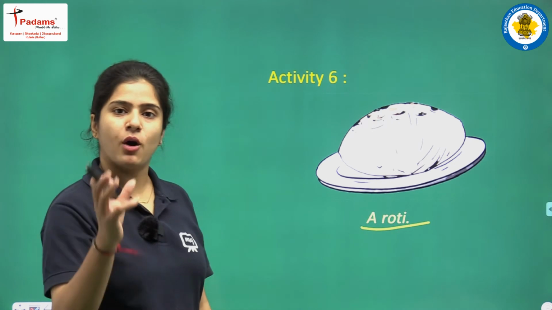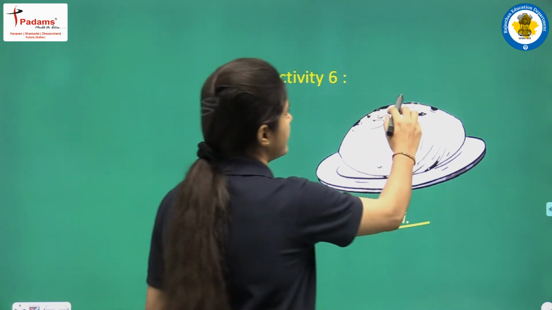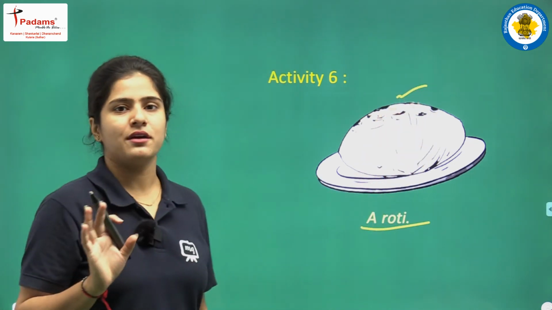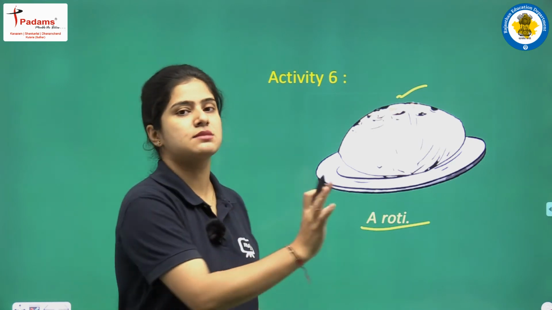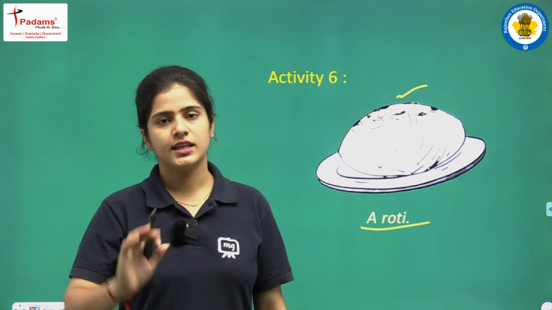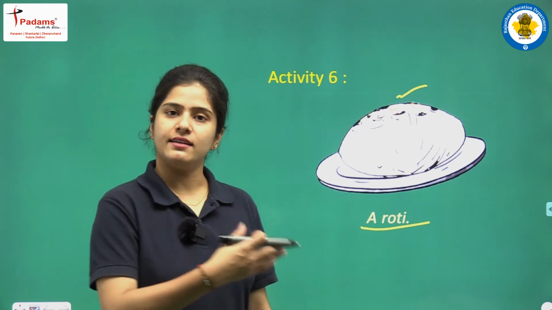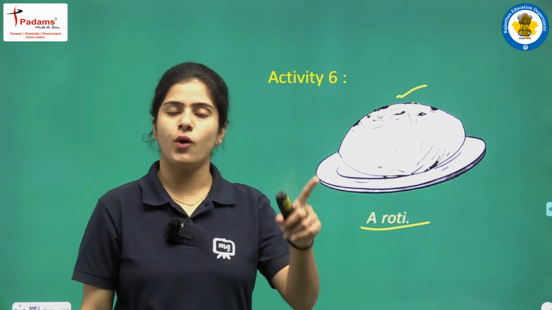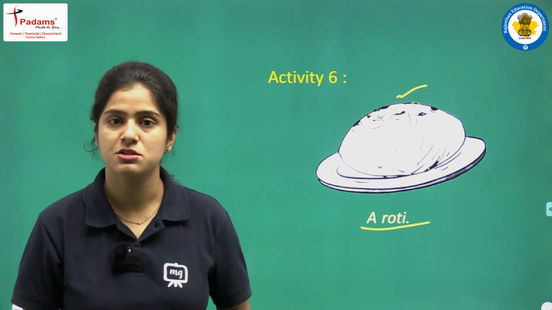From that particular ball of the dough, this is a roti that is baked now, on the tawa. Now students, tell me, can the changes in activity 4, 5 and 6 be reversed back?